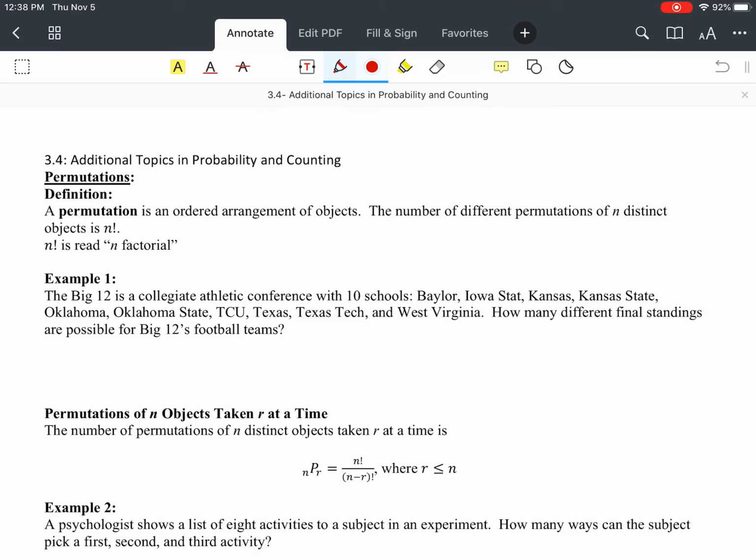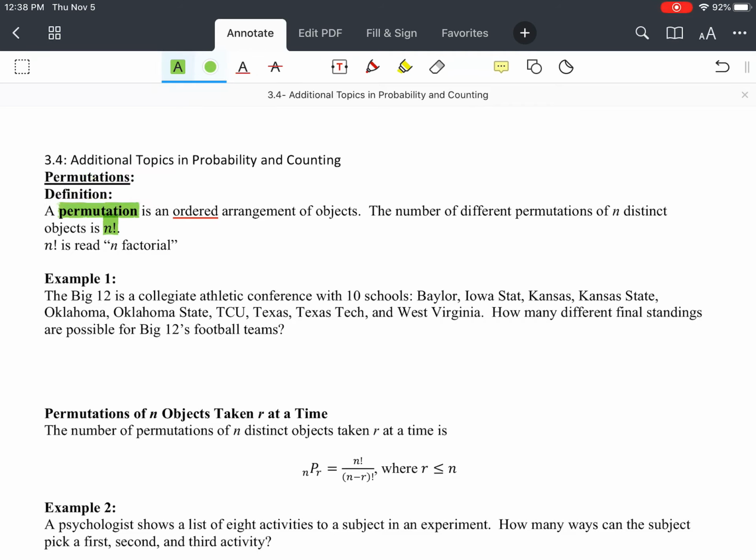All right, so in this section, we're going to be talking about some final types of probability and counting. We're going to start off in this section discussing permutation. Now, there's a lot of different forms of permutation, but a permutation is an ordered arrangement of objects. So the key word here is that they have to be ordered. Order and rank are going to be important.